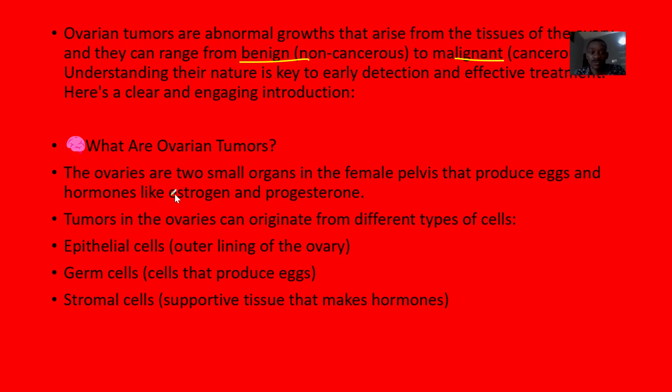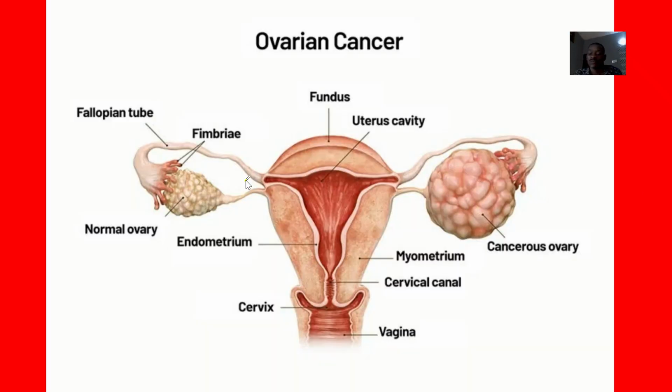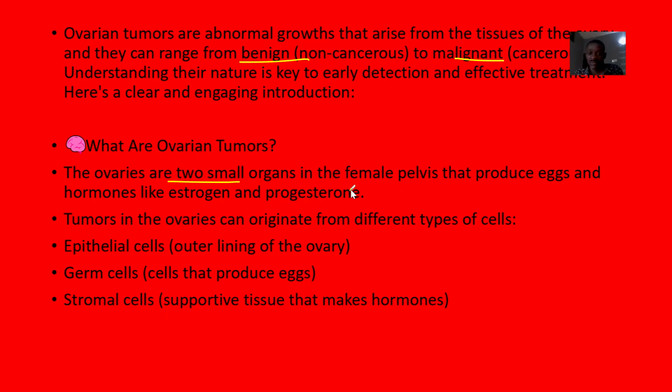So what are ovarian tumors? They're just trying to define ovaries first before we go into the tumors. So ovaries, of course, these two small things this side, when it becomes cancerous, you can see how big it is becoming. So there are two organs in the female pelvis. They produce eggs and hormones like estrogen and progesterone.